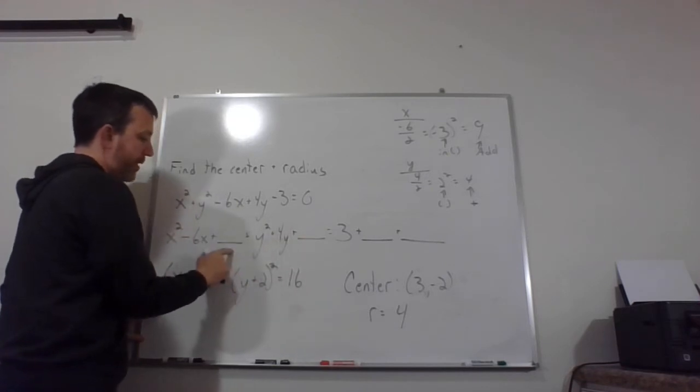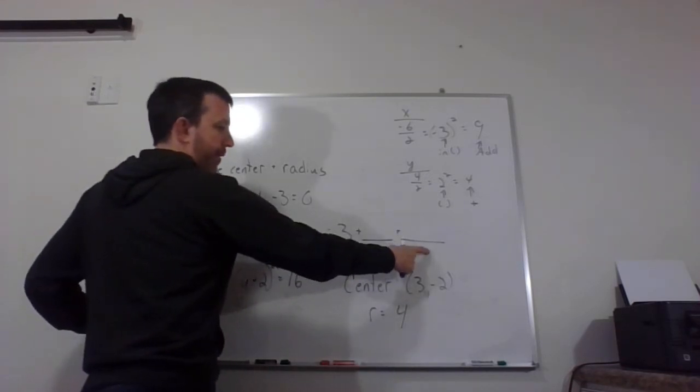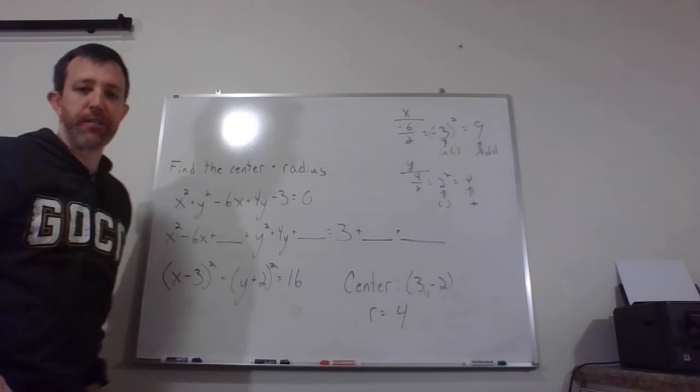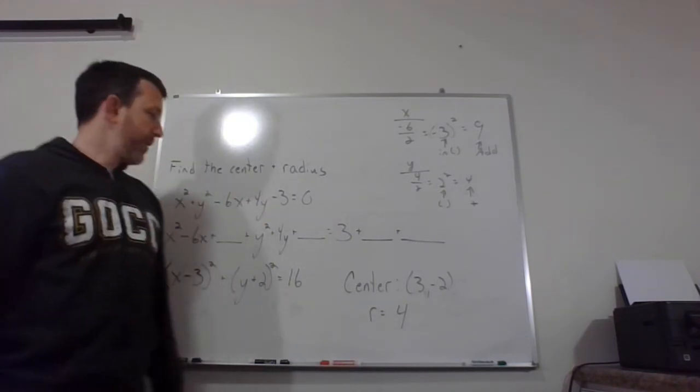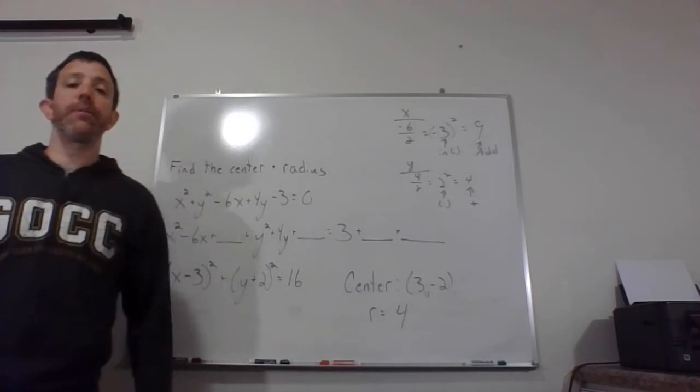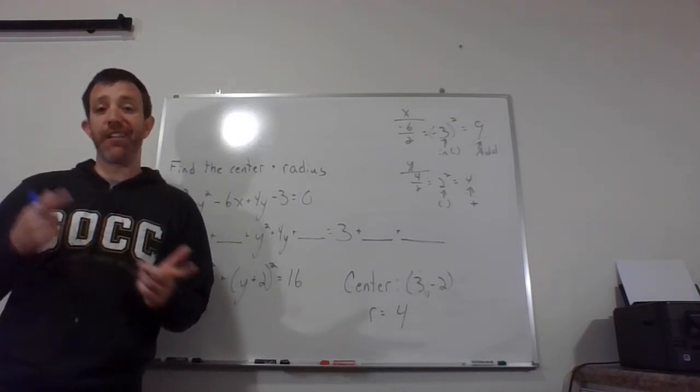So I have 2 places here to add pieces, and if I'm going to add on the left, I have to also add on to the right. So 4 total blanks that we need to fill in. Here's how we're going to fill those in. What we're going to do is complete the square for both x and for y.